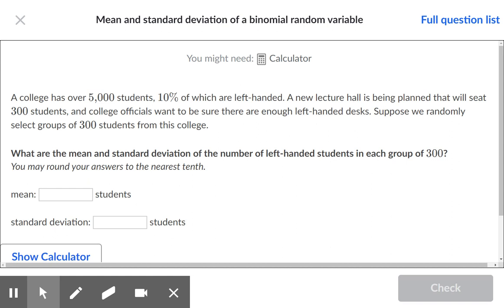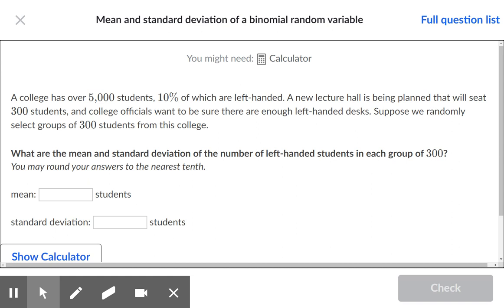A new lecture hall is being planned that will seat 300 students, and college officials want to be sure there are enough left-handed desks. Well, there's a big problem sometimes, especially in educational institutions, in lecture halls, where left-handed students sometimes feel discriminated against because there are no left-handed desks for them. So anyway, it looks like this college is doing the right thing, trying to provide enough left-handed desks for left-handed students.